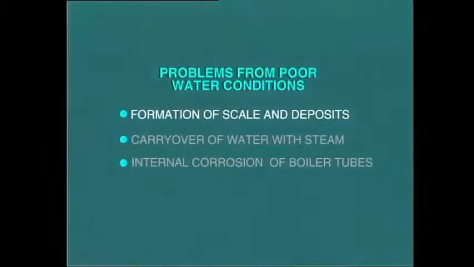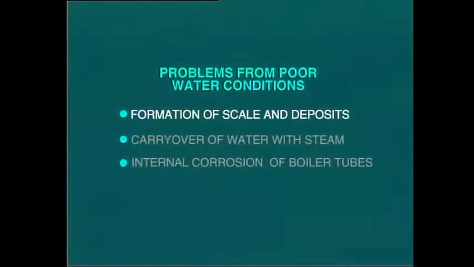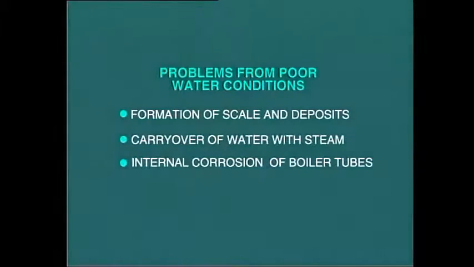So what is it exactly that we are protecting the boiler against? What are the problems that can arise as a result of feeding impure water into the boiler? Well, the principal problems arising from poor water conditioning are the formation of scale and deposits inside boiler tubes, the carryover of water with the steam, and internal corrosion causing wastage of boiler tubes. Let's take a closer look at each of these items.